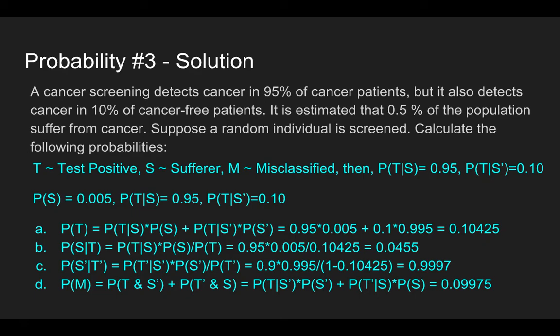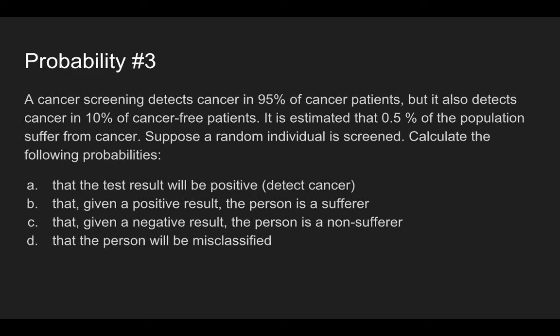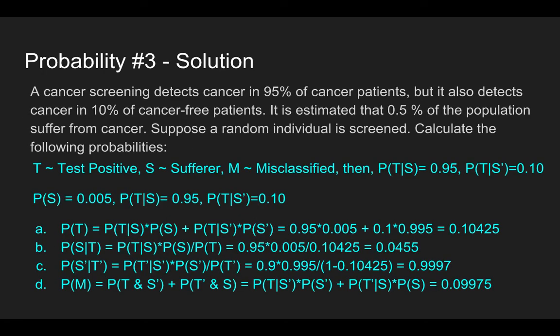Okay, the second question is that given a positive result, the person is a sufferer. So we use Bayes' rule here. You want to find the probability of S given T. Probability of T given S times the probability of S, the whole thing divided by the probability of T that you got from part A. That actually gives me quite a low value, which means that even though you test positive, there's a high percent chance that you don't have cancer.